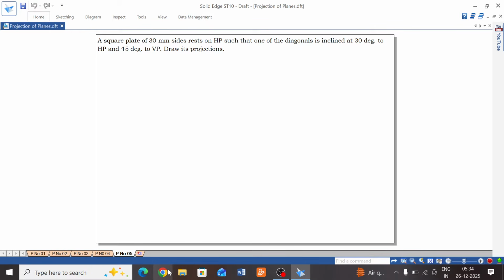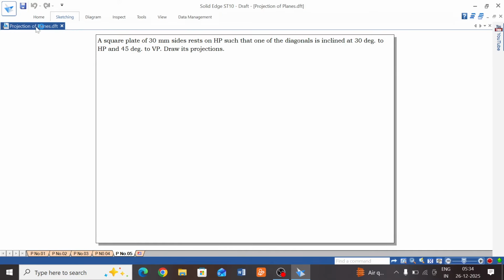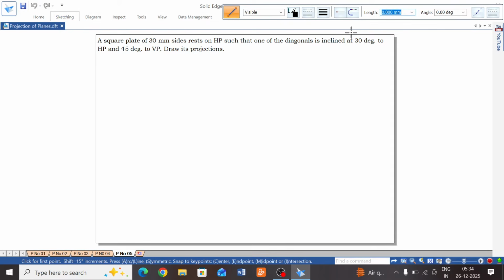Hello everyone. In this projection of planes problem, a square plate has a side dimension of 30 mm and it rests on HP such that one of the diagonals is inclined at 30 degrees to HP and 45 degrees to VP. It's a beta method problem. First construct, that is, draw the square lamina. It's a corner case problem. Rhombus diagonal is inclined to HP at 30 degrees, VP at 45 degrees.